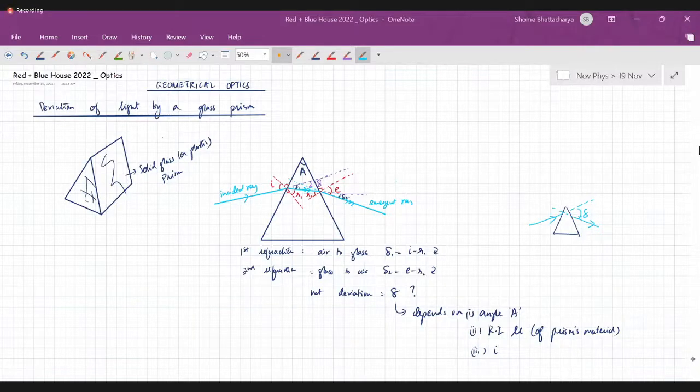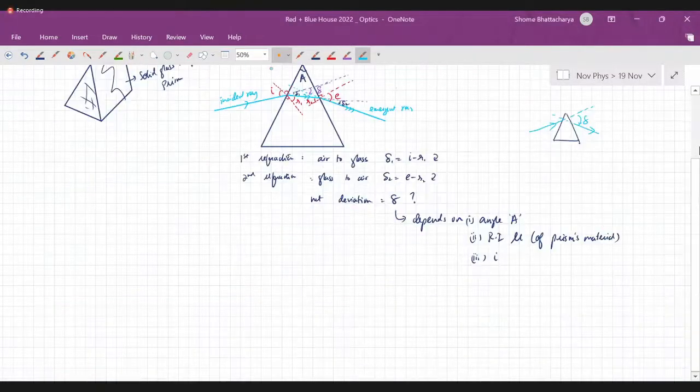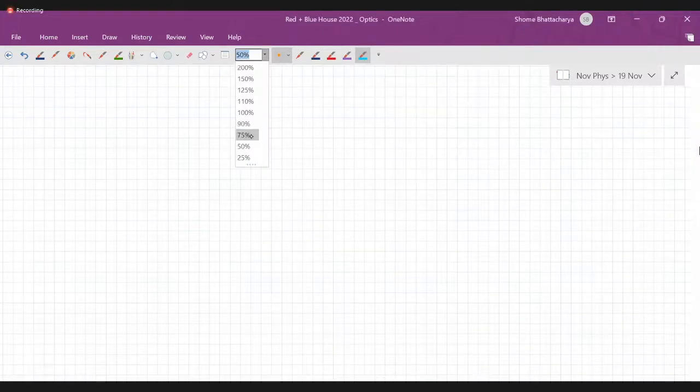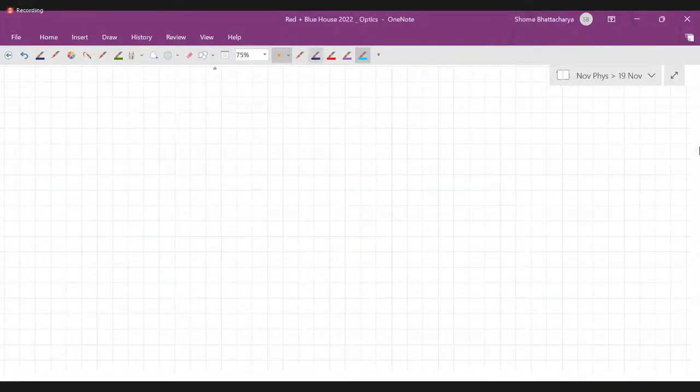Right. So let us look at this whole sequence of events and the relationship between all these angles more closely now.